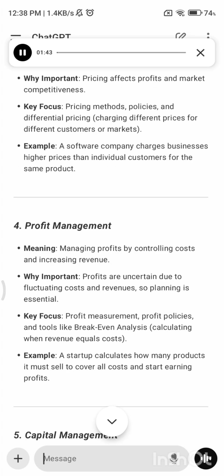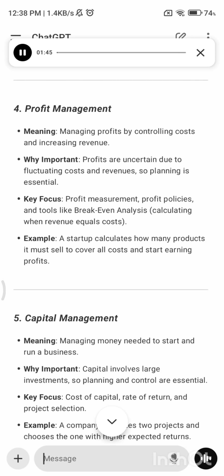4. Profit management, meaning managing profits by controlling costs and increasing revenue. Why important? Profits are uncertain due to fluctuating costs and revenues, so planning is essential. Key focus, profit measurement, profit policies, and tools like break-even analysis, calculating when revenue equals costs. Example: a startup calculates how many products it must sell to cover all costs and start earning profits.